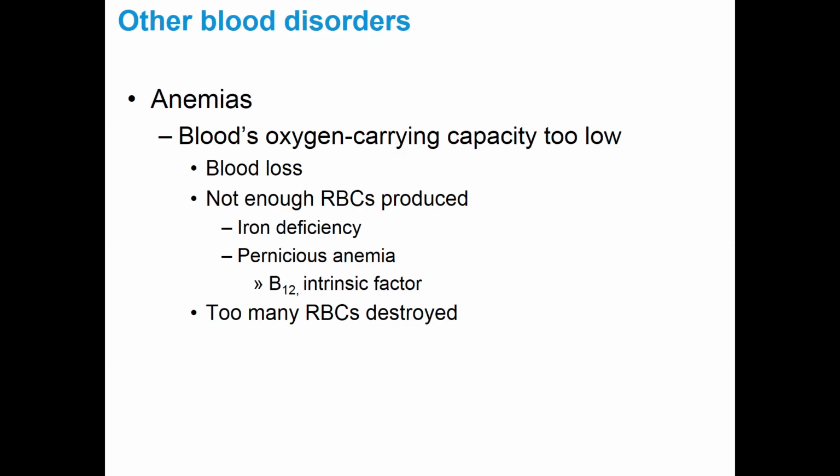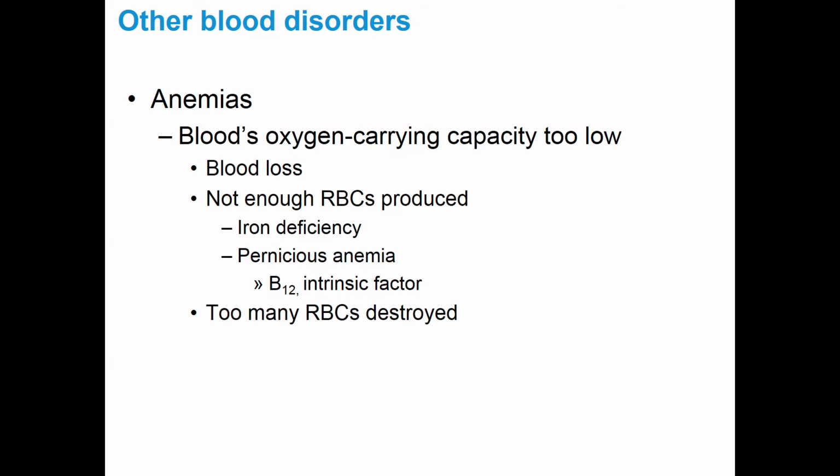All right, so other blood disorders include anemias. So broadly speaking, anemia is when the oxygen carrying capacity of the blood is too low. There's a few different reasons for that. The first one obviously is blood loss. If you get significant blood losses, you don't have as many red blood cells, you can't transport quite as much oxygen. So obviously blood losses inhibit your ability to carry oxygen, pretty straightforward.